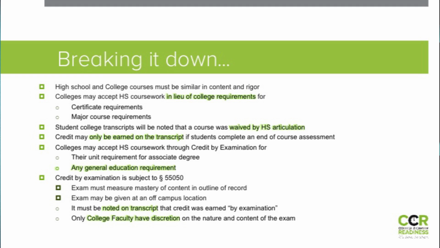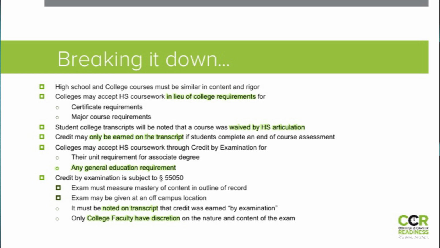So you can see here in this breakdown slide that we reference the previous section on credit by examination when it relates to articulation. And what 55050 says is that when you have an articulation agreement and when you expect to get credit on the college transcript for that articulation agreement or for a student completing that high school course, whatever that end-of-course assessment is, and it doesn't have to be a test, it can be whatever the college faculty thinks is appropriate, it must measure the mastery of the content in the outline of record.